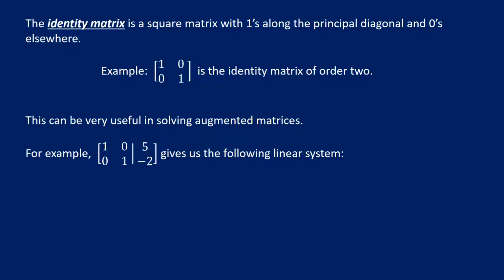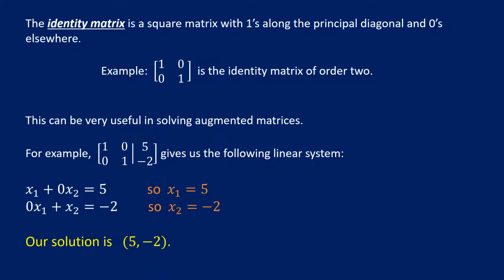If we look at the augmented matrix 1, 0, 5, 0, 1, negative 2, if we say that column 1 represents the variable x1 and column 2 represents the variable x2, then I can actually write this as a system of linear equations where I have 1x1 plus 0x2 equals 5 and 0x1 plus 1x2 equals negative 2. So I know that x1 is 5 and x2 is negative 2. So that is my solution.